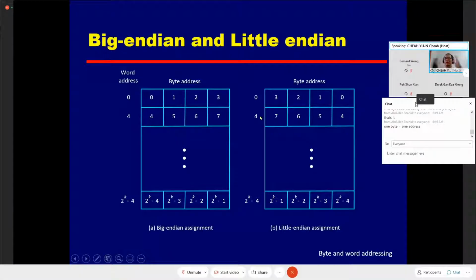Another analogy: big endian is like reading in English. Little endian is like reading in Old Chinese or Arabic script or Jawi script, so you start from the right to the left. That's just an analogy for big endian and little endian. One byte, one address. If it's byte addressability, then it's 8 bits per byte.